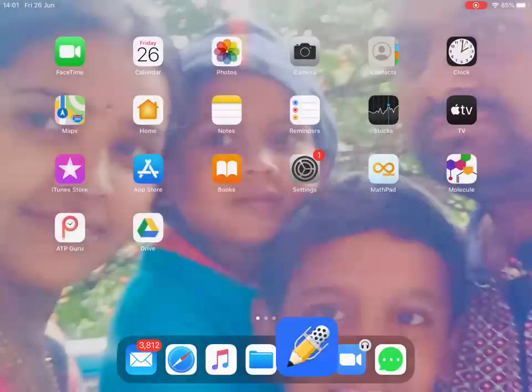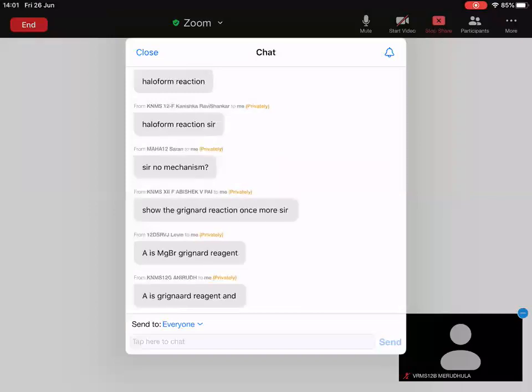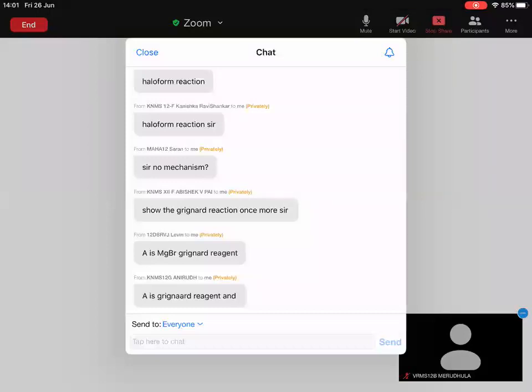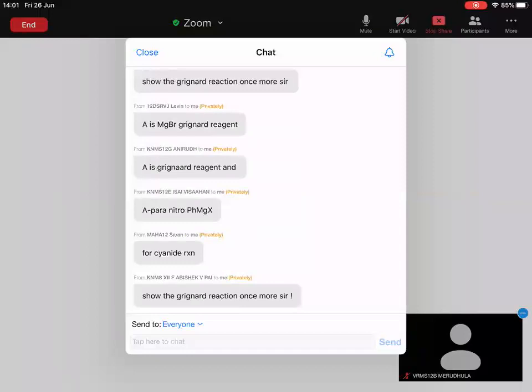Identify A and B. Come on, do it everyone. One student from Mahatma School, I think so. Who is that? Saran. Asking that no mechanism. Mechanism for which reaction, may I know? No mechanism. One student is asking from Mahatma School. For cyanide reaction directly attacking according to Markovnikov rule.